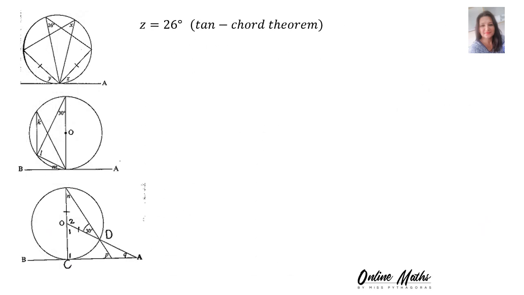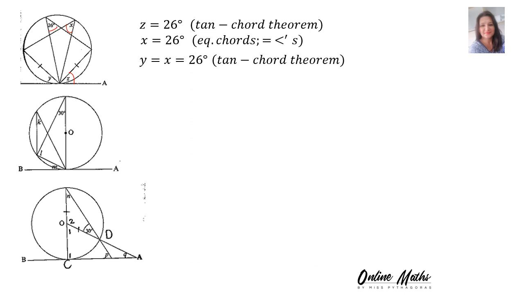Angle Z is equal to 26 degrees, and your reason is it's the tan chord theorem. The angle between the tangent and the chord is equal to the angle in the opposite segment. Then angle X is also 26 degrees, and your reason is equal chords subtend equal angles. And then since this angle X is 26, we can say that angle Y will also be 26. It's the tan chord theorem. The angle between the tangent and the chord is equal to the angle in the opposite segment.